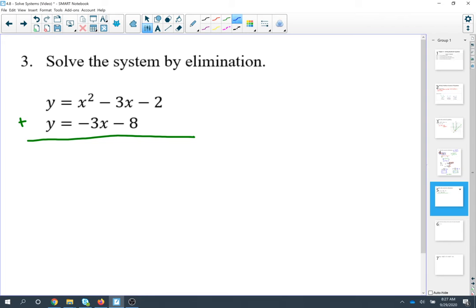So in order to do that, I'm going to choose to multiply this one by a -1. So the first one, I'm not going to touch. I'm just going to rewrite it. y equals x squared minus 3x minus 2. Now the second one, I'm going to multiply by a -1. So this is going to be a -y equals a positive 3x.